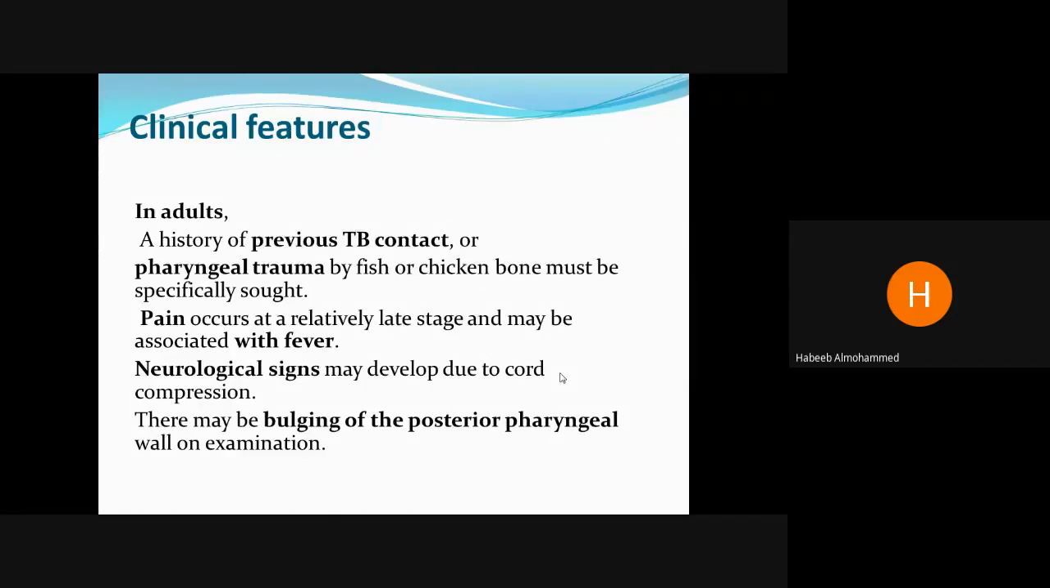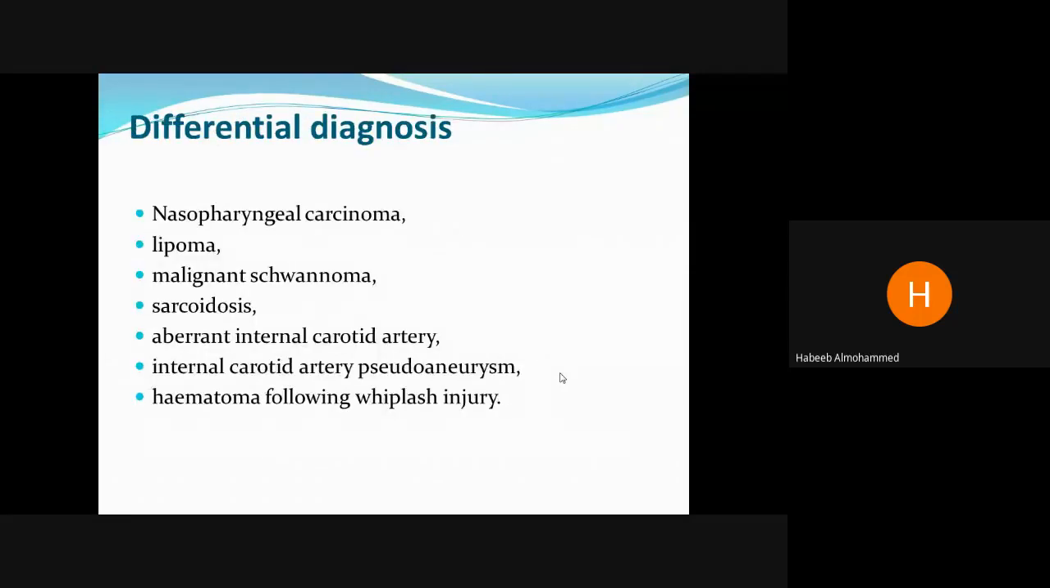A history of previous TB contact or pharyngeal trauma by fish bone or chicken bone must be specifically sought, even a history of intubation or surgery that required intubation. Pain occurs at a relatively late stage and may be associated with fever. Neurological signs may develop due to cord compression, and there may be bulging of the posterior pharyngeal wall on examination.